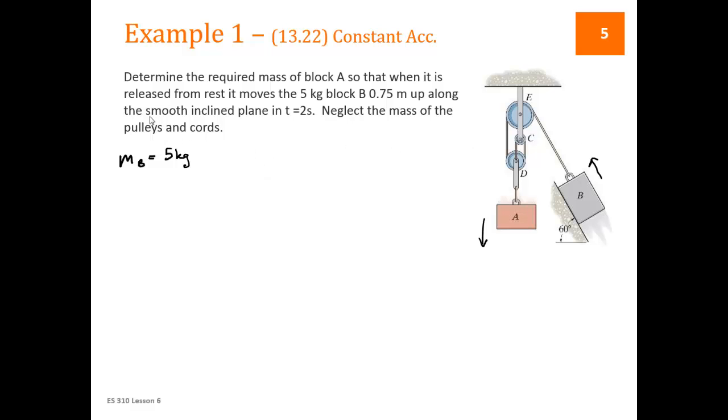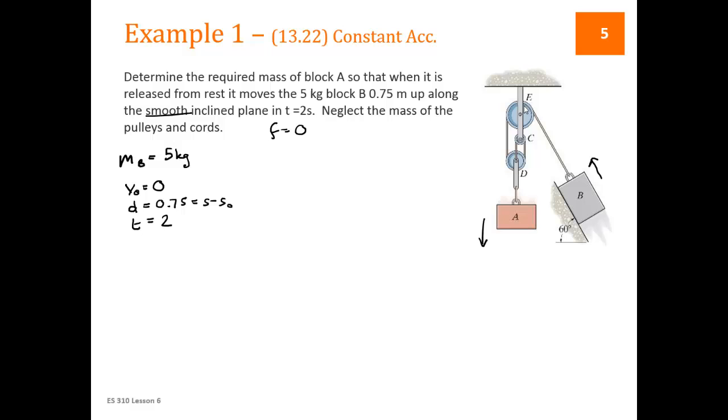It's smooth, so no friction, and it's going to move that distance in 2 seconds. And it starts from rest. So what it's giving us is information about the kinematics. Alright, so we're told that the initial velocity is 0. The distance is 0.75, which is s minus s naught, and the time is 2 seconds.